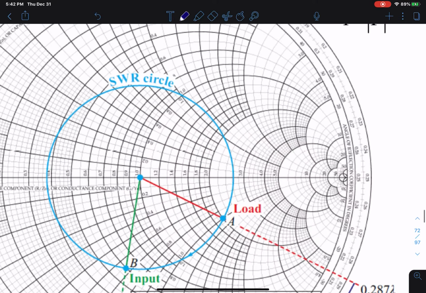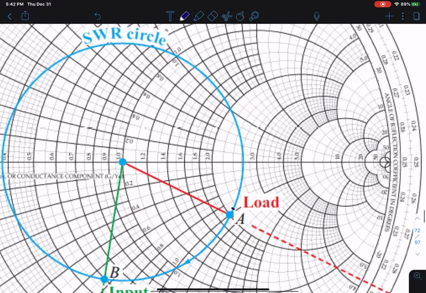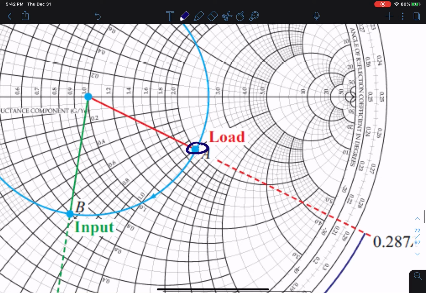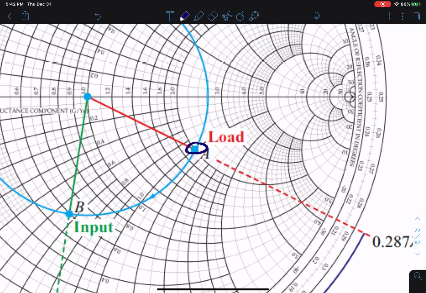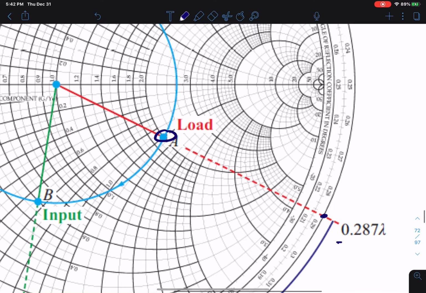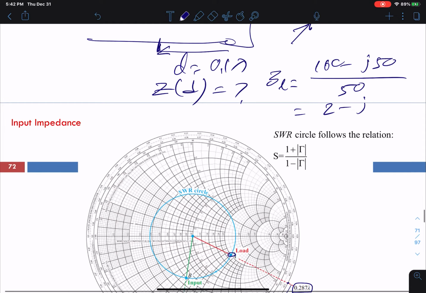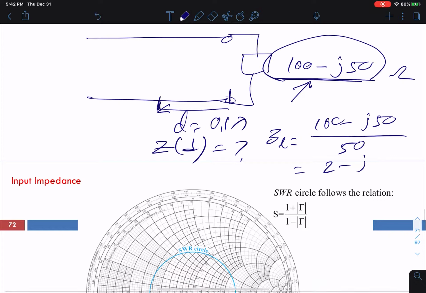So if I look at here, 2 minus J is that point over here, right? So I'm gonna extend it all the way out there and find the point right here, right? That point is 0.287 lambda. If you look at here, 0.28, 0.39, so that point is 0.287 lambda. So that is my current point of the load. So that is my distance right here.